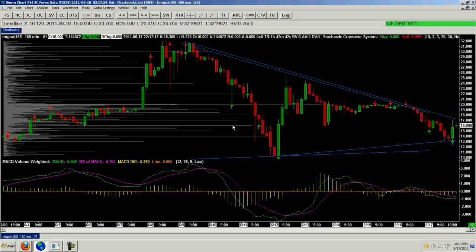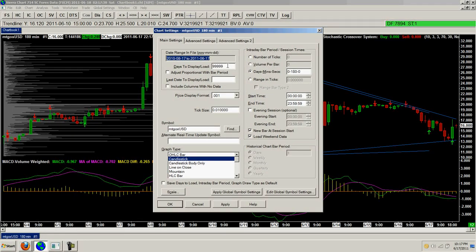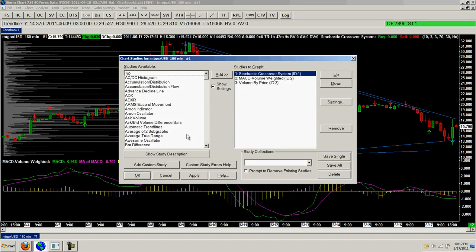So if you've downloaded this and started the Mt. Gox feed, and I put that link in my older videos, so go back to those if you want to find that. But the function key you want to use first is F5, and the key thing you want to do is put in all the time frame for all prices. And then the other thing you want to do, well, I do, is put it to candlesticks, and then you apply that. And then on F6, the indicators I've isolated are, the first one is the stochastic crossover system. The second is the MACD volume weighted, and the other is the volume by price. So let me explain those to you real quick.